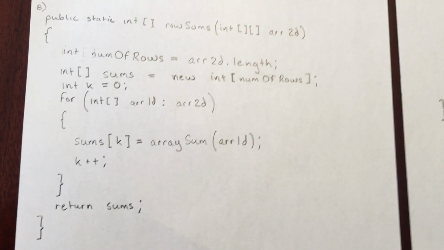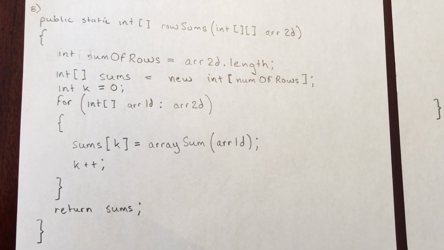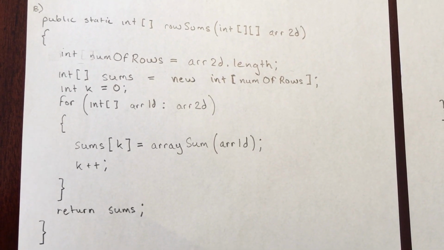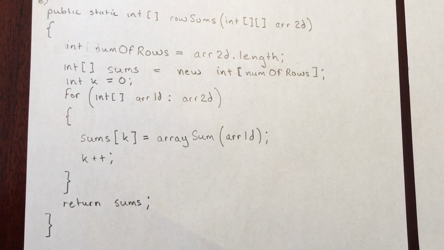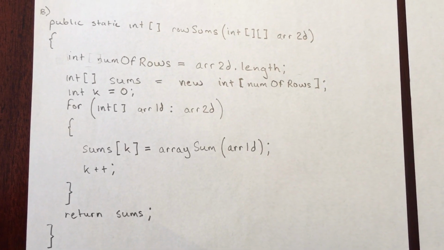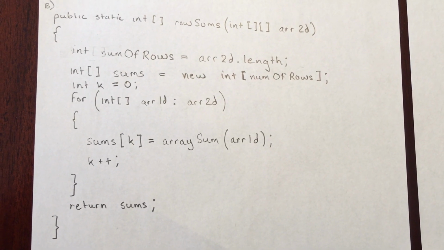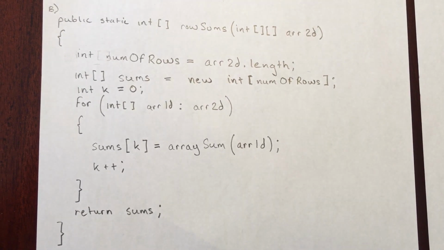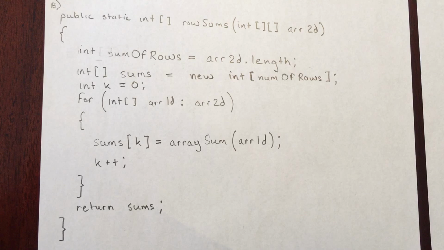For part B, we were asked to go through a two-dimensional array and return the sums of each row in a one-dimensional array, so that at index k in the array of sums, the row represented by index k would have its sum in that index.